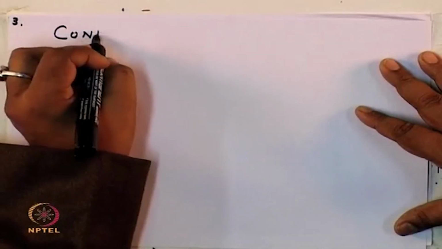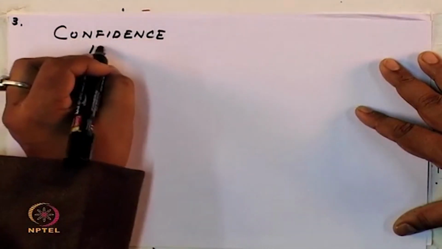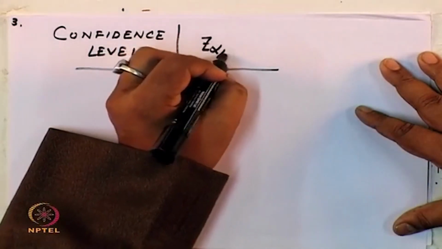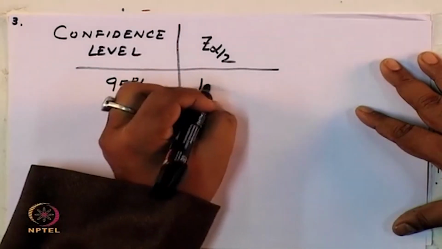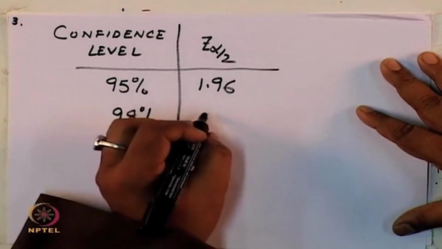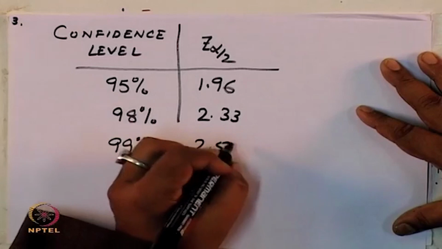We can prescribe the value of the confidence level and get the corresponding value of z of alpha by 2. So, for a 95% confidence interval, this value is 1.96. For 98%, this value is 2.33, and for 99%, this value is 2.58.